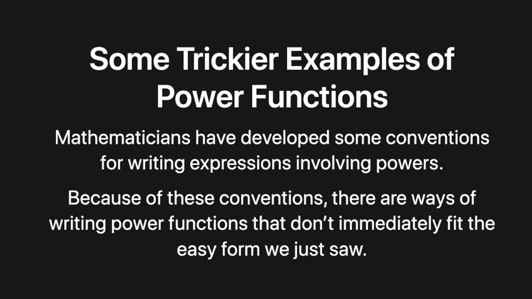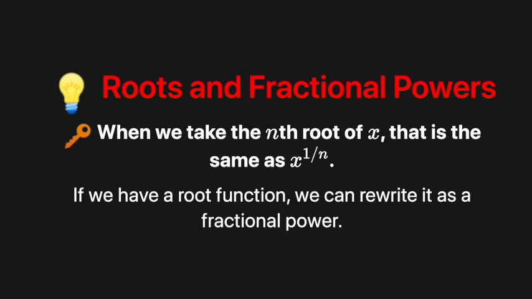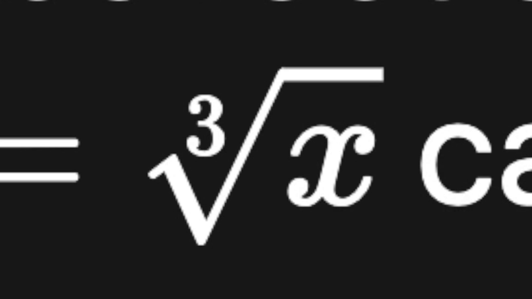Mathematicians have developed some conventions for writing expressions involving powers. Because of these conventions, there are ways of writing power functions that don't immediately fit the easy form we just saw. One of these rules involves rewriting roots in terms of fractional exponents. The nth root of x is also written as x raised to the 1 over n power. Here are some examples of this. The cube root of x can be rewritten as x raised to the 1/3 power. The square root of x can be rewritten as x raised to the 1/2 power.